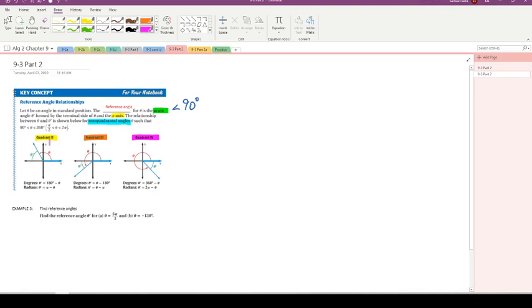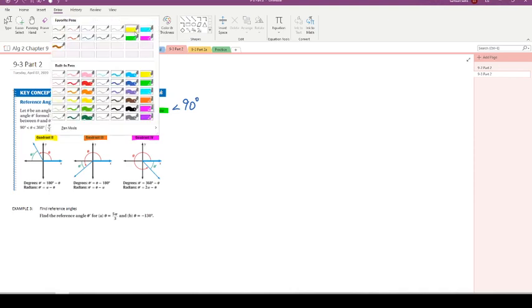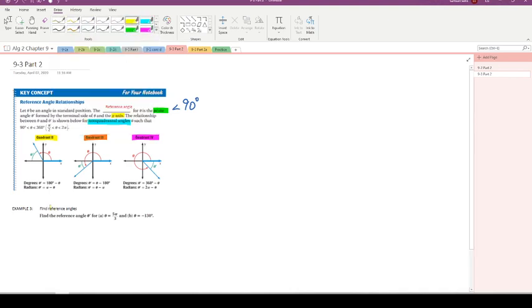Notice quadrant 1 isn't indicated because quadrant 1 is already an acute angle. So it is what it is. If it's in quadrant 1, you got it made. It's only when it's in quadrant 2, 3, and 4 that you have to apply this. So now let's do some examples of reference angles.